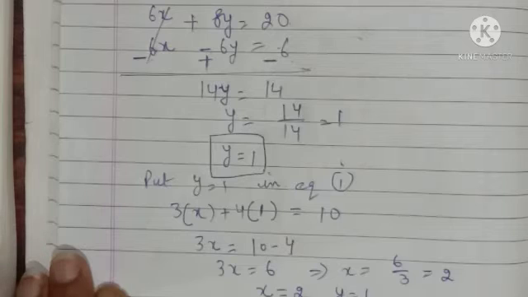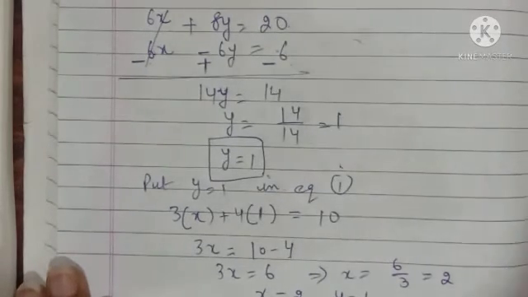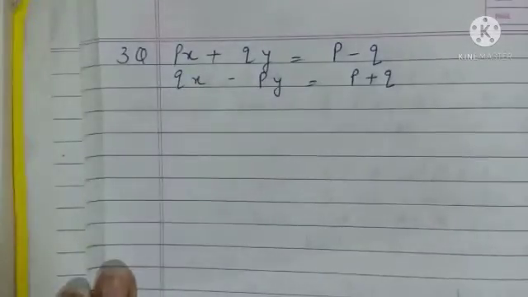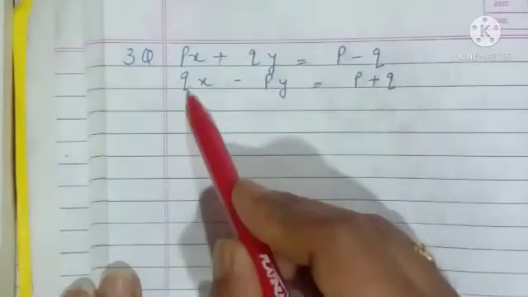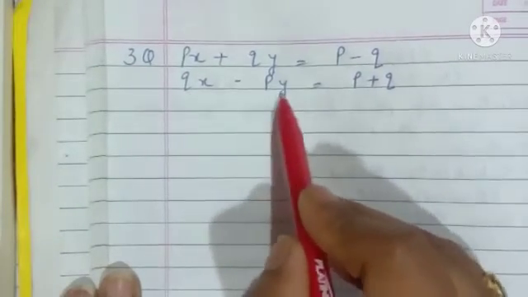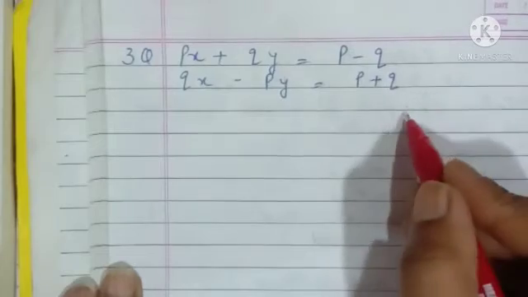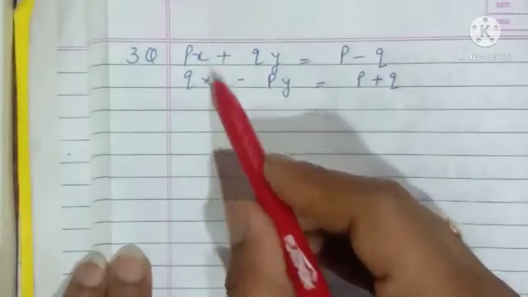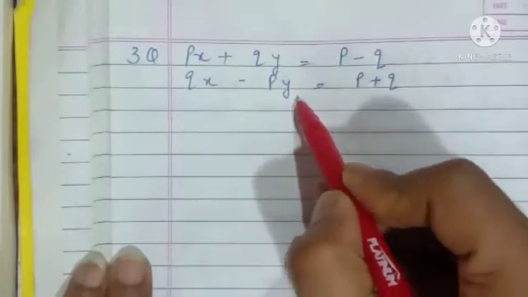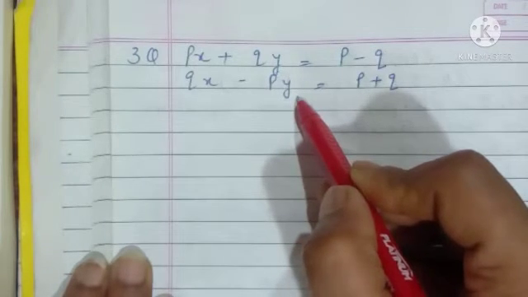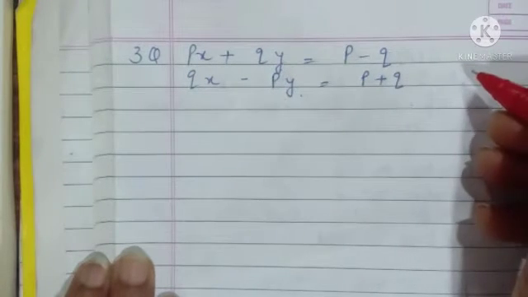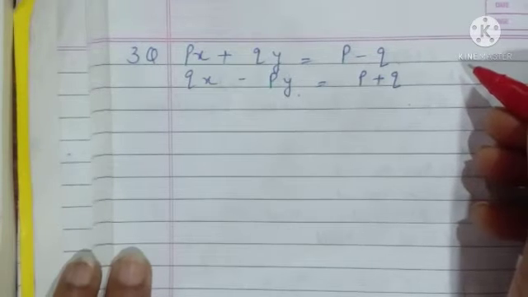Let us take one more example, that is with constants like p and q. The next question is px plus qy equals p minus q. The other equation is qx minus py equals p plus q. You have to get the value of x and y, which means we will consider x and y as the variables, whereas p and q are treated as constants here. This question I have taken from your miscellaneous exercise.